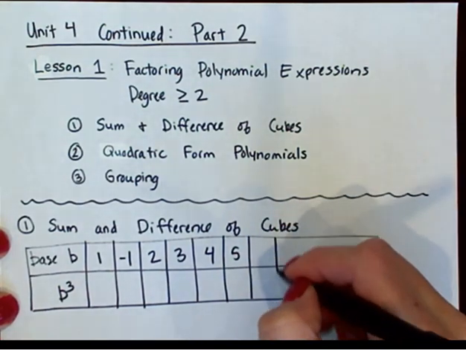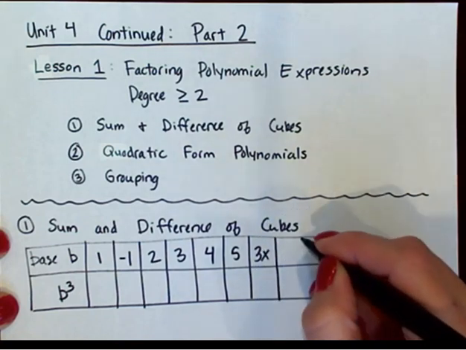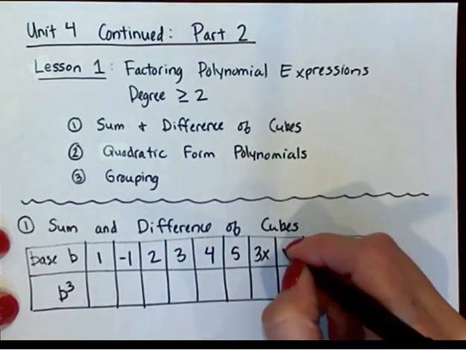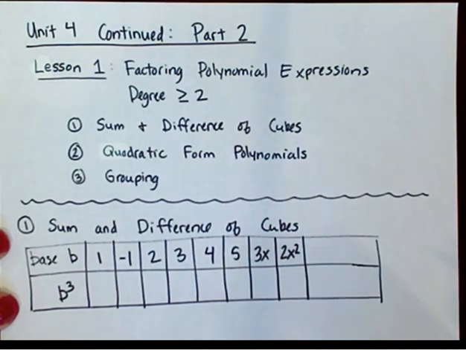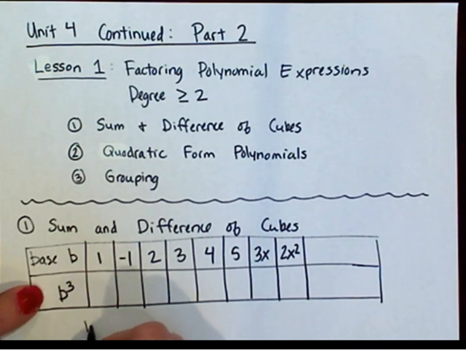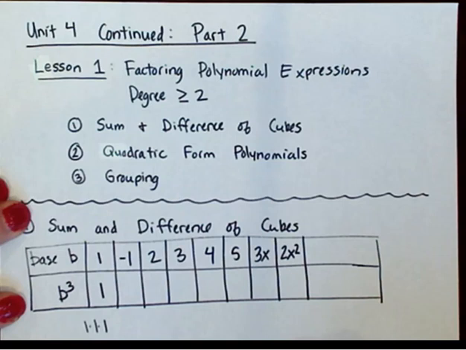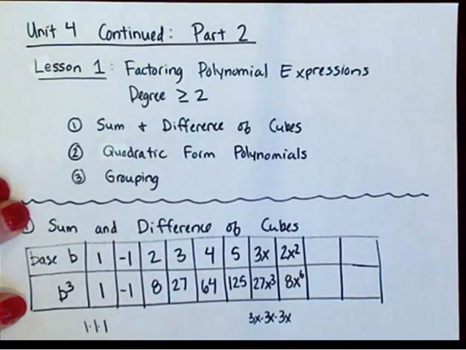Okay, let's start combining some. Let's do maybe 3x. Let's do maybe 2x squared. Okay, so in order to cube, you take this quantity, multiply it 3 times, and fill it in. Okay, press pause, fill in the rest of the box, and then check your answers. Nice job. Hopefully you got those right. Be careful that the -1 actually still stays negative.